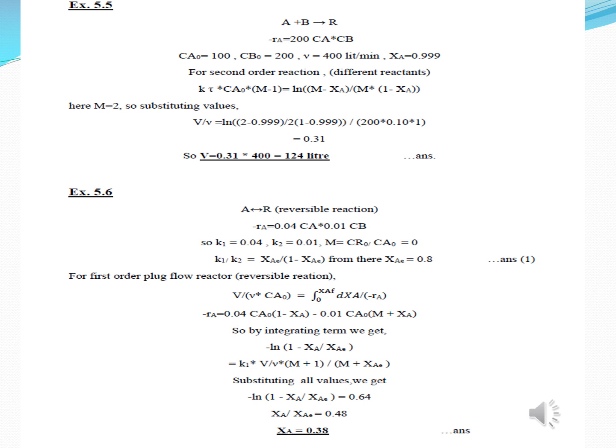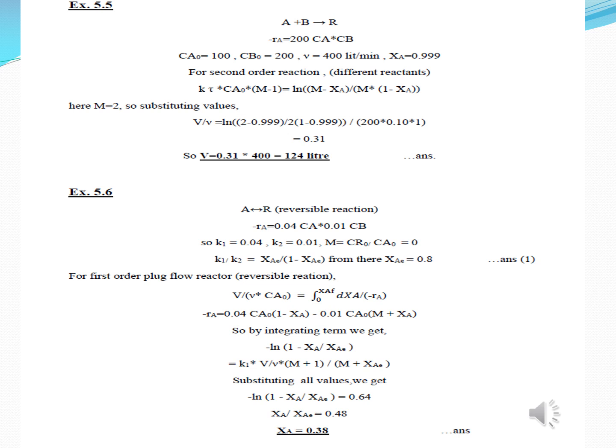In that table you can see k tau multiplied by Ca naught multiplied by (m minus 1) is equal to ln of (m minus Xa) divided by m times (1 minus Xa). We need to calculate the volume. Here m is 2, so substituting all the values, and using the second equation, the space time V by V naught, from the performance equation, we end up with 0.31. So 0.31 times 400, the volumetric flow rate, gives the final volume, which is 124 liters.